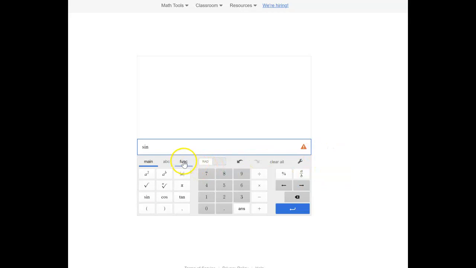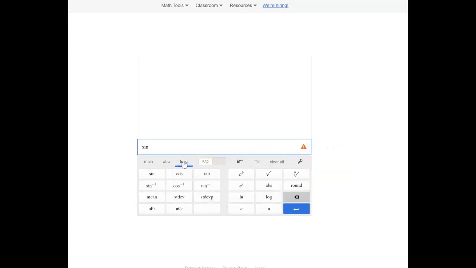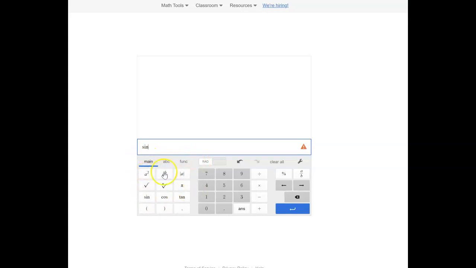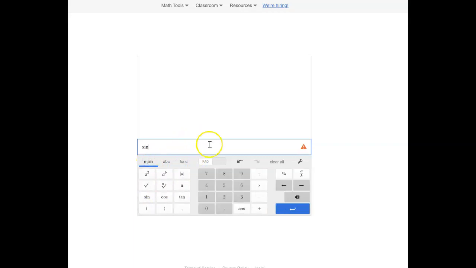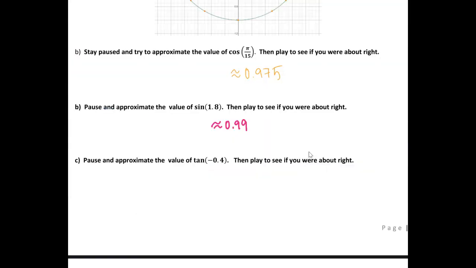So back in Desmos, you can just type in sine. Let me show you as well, though, you can get a bunch of functions if you hit that button right above all of these things. So your inverse sine, cosine, and tangent will be there. So sine of 1.8 is about 0.97. So I was a little bit high this time, but still not bad at all. It was about 0.97, and I thought it was about 0.99.